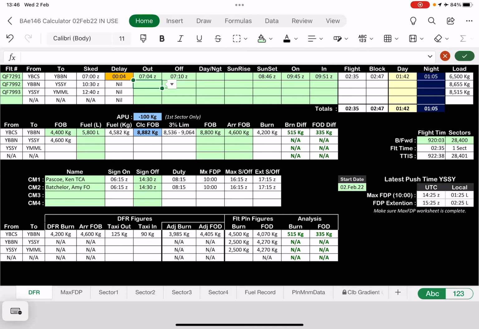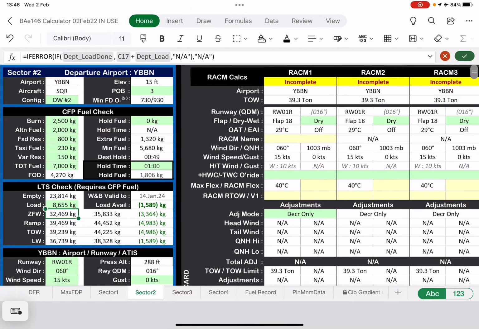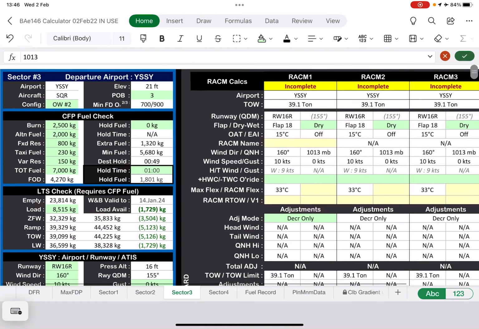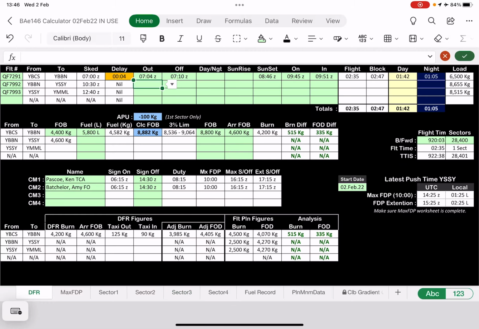Okay, so we're back to the DFR. While you were gone, I populated the bits and stuff that we need for Sector 2, which was Brisbane to Sydney, and Sector 3, which was Sydney to Melbourne. So most of that stuff is done, used in those sectors. But now we're back to the end and we're looking at the DFR. So let's just fill in the rest of these times.